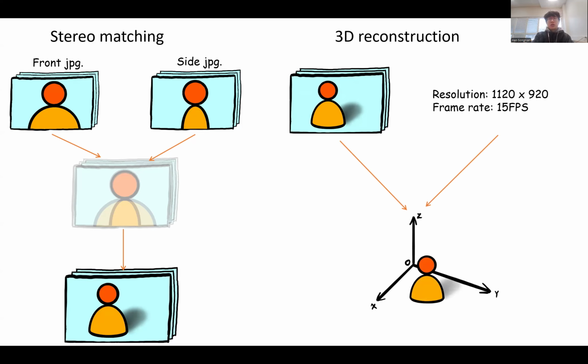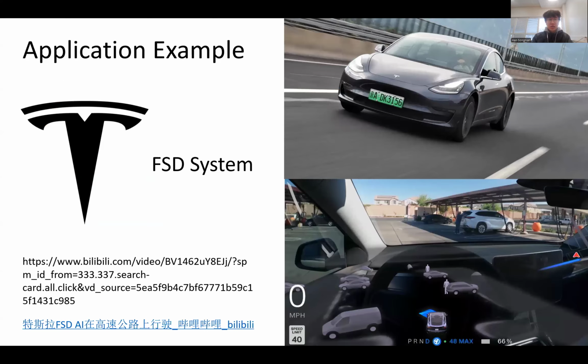And this is a brief introduction to computer vision. And you may ask, is there some example of this application, of this technique? The first that comes to my mind is Tesla's FSD system. It's a full self-driving system.